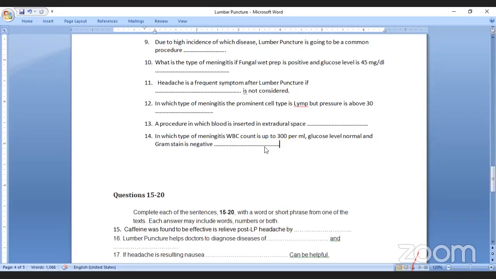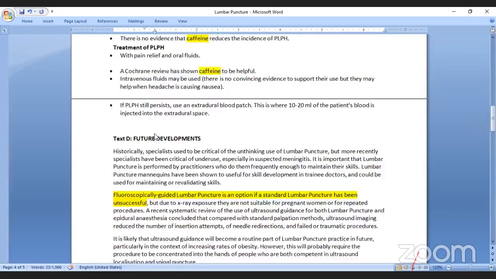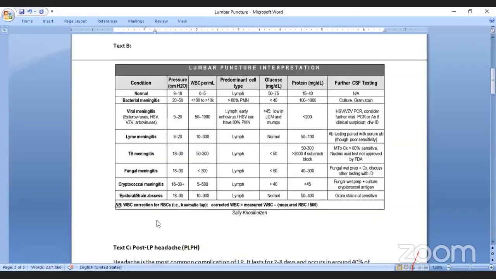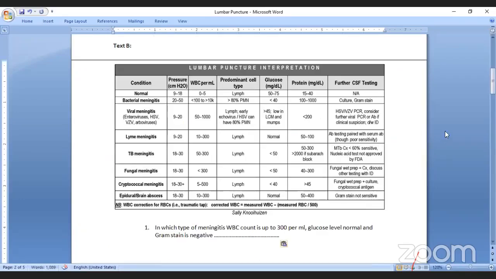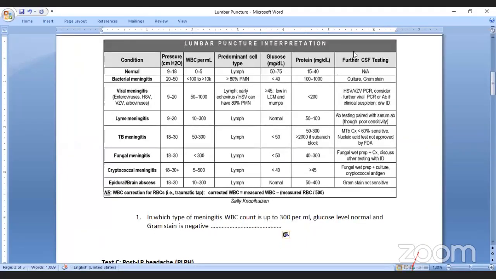Okay, thank you. So next question: in which type of meningitis is the WBC count up to 300 per ml, glucose level normal and gram stain negative? So we will go to text B. All of you know that the answer is in text B. So here is your question. Here is your text. Try to find the answer. Okay, I'm coming back. I need to see a patient. Try to find the answer and write in the chat. What is your answer? Write in the chat.